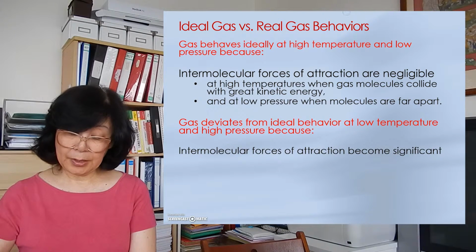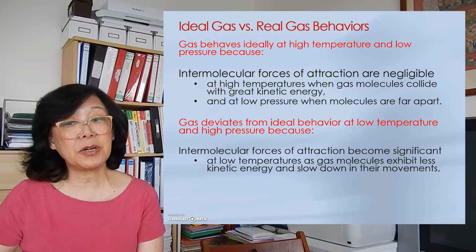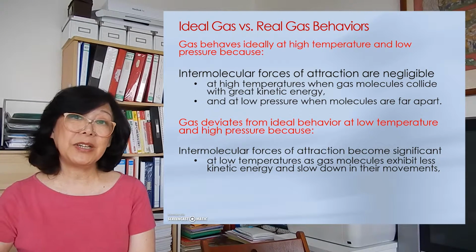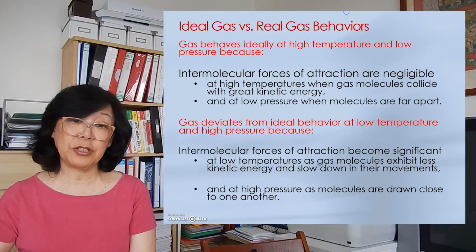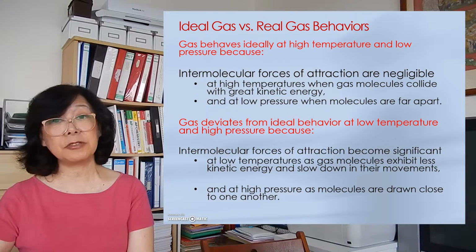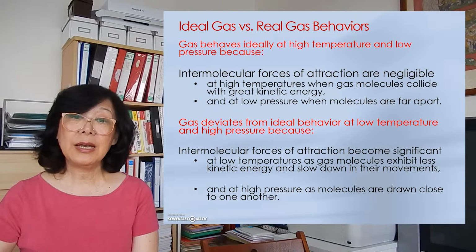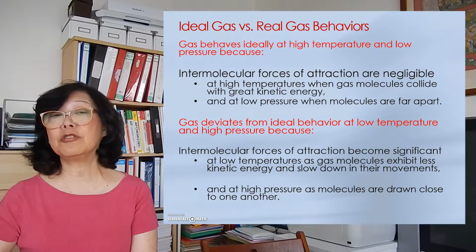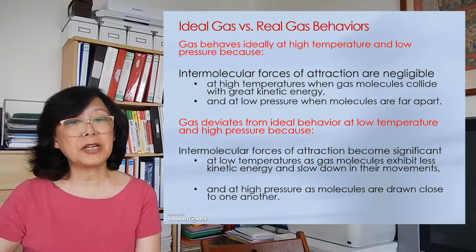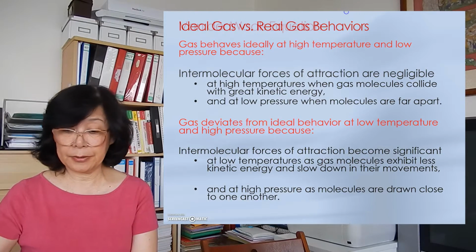However, if we go to low temperature, then the gas molecules will slow down in their motion, and they begin to exhibit intermolecular force of attraction. And at high pressure, gas molecules are drawn close together, and they have a chance to exhibit intermolecular force of attraction. And then they begin to behave non-ideally or deviate from ideal gas behavior. It is important that we note these conditions.